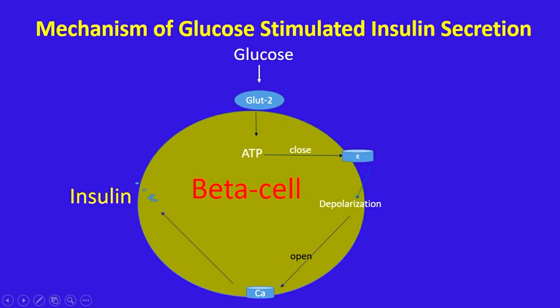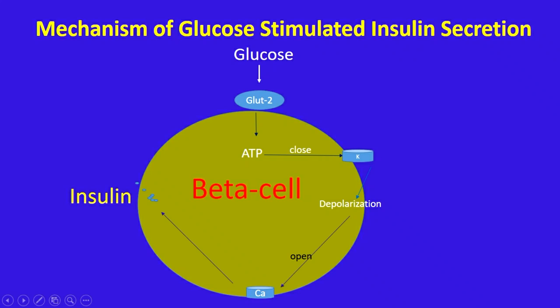So glucose, after it moves to the pancreatic cell, is taken up through the GLUT2 receptor into the beta cell. In the beta cell, it produces ATP.